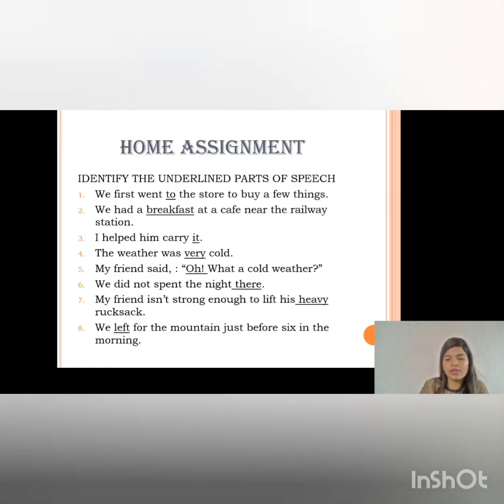Now moving to the next, again I have something for you, that is the home assignment which you have to do, and it is very easy again. Identify the underlined parts of speech. What you have to do? You have to identify which part of speech the underlined word is. Like: we first went to the store to buy a few things. So to comes under which part of speech? You have to identify and mention it.